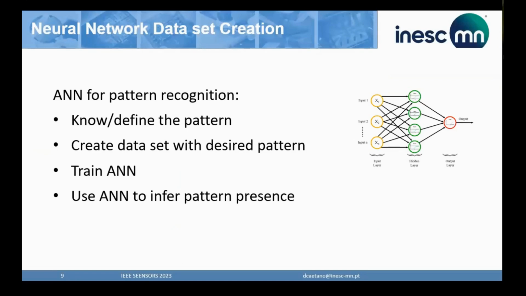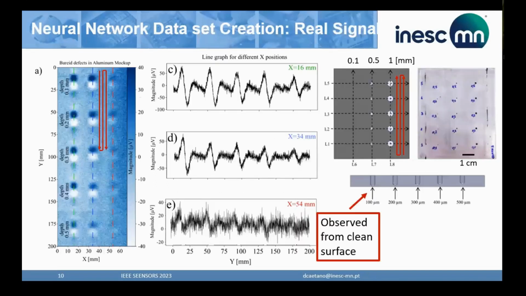Now, related to the proposed work, we wanted to find these defects in the materials, so we need to define what is the pattern that these defects create. We need to create a data set, train the neural network, and then use it for pattern inference. And this is already kind of a spoiler, but this is the result of the analysis.